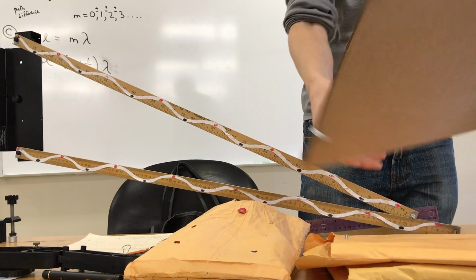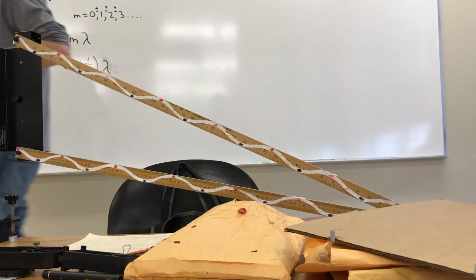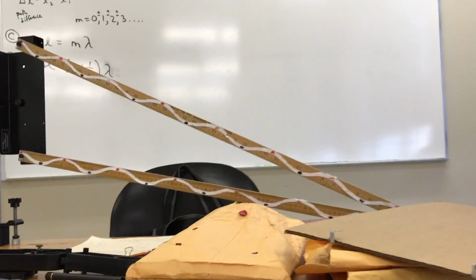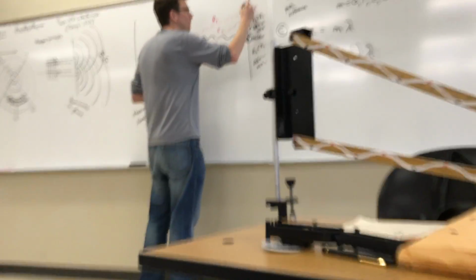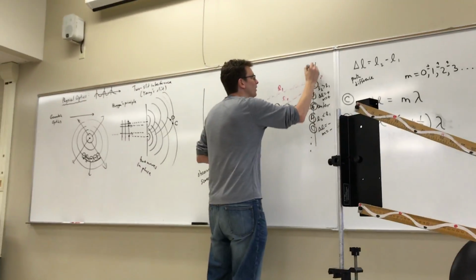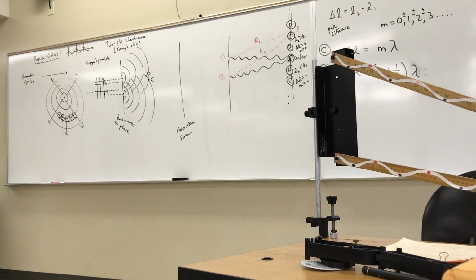As you go away from the center of the screen, the path difference is going to be a half wavelength and a full wavelength, a wavelength and a half, two wavelengths, so on and so forth. It's going to look like this. Constructive, destructive, constructive, destructive. Same thing over here. They just alternate. Does that make sense? Yeah.